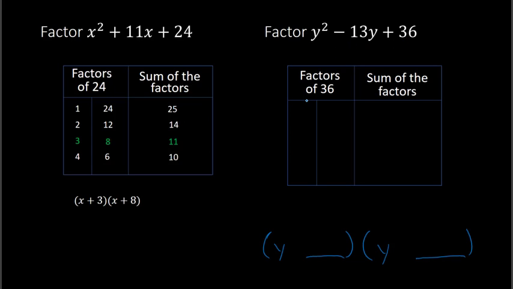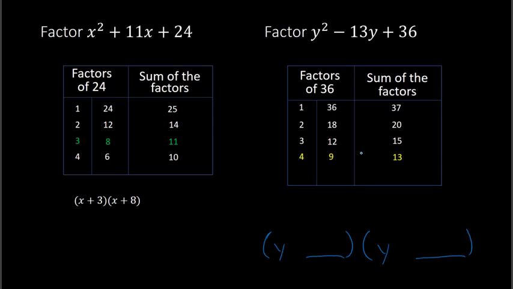So the factors of 36, we could have 1 times 36, and those would add to get 37. Okay, that does not work because we need a 13 in the middle. 2 times 18 would be 36, but those add to get 20, which is not the correct number for the middle. 3 times 12 is 36, and those would add together to get 15, which is still not the middle term. We could do 4 times 9, which would be 36, and those would add to be 13.